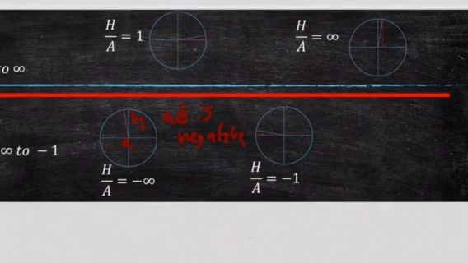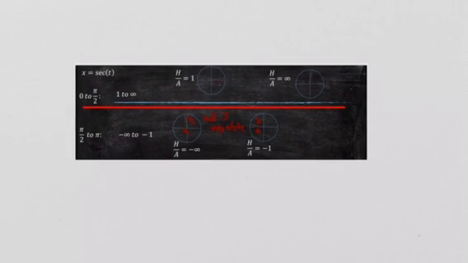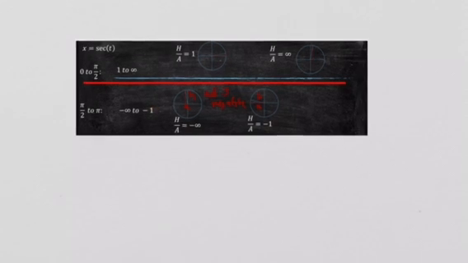Then if we let our angle keep approaching pi, now again our adjacent side and our hypotenuse are really close to being the same length. So it's very similar to this picture up here, but again, the adjacent side is negative, so instead of being 1, it's going to be negative 1. So now our x value goes from negative infinity to negative 1.